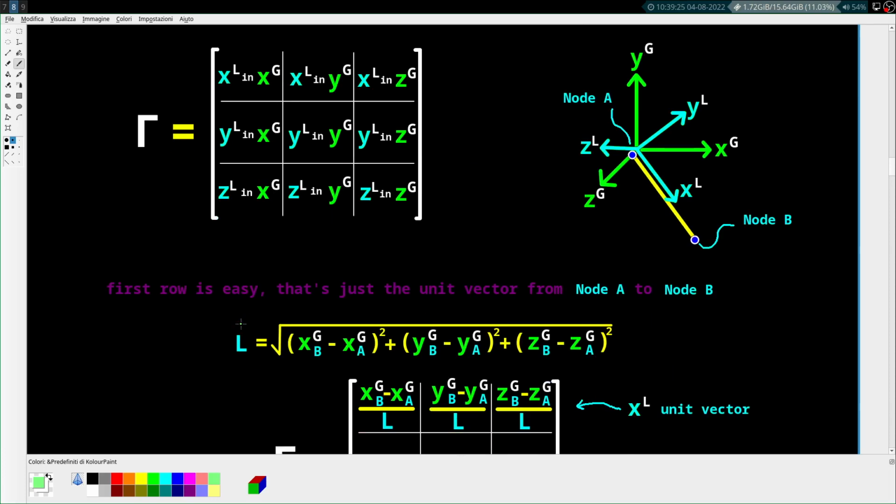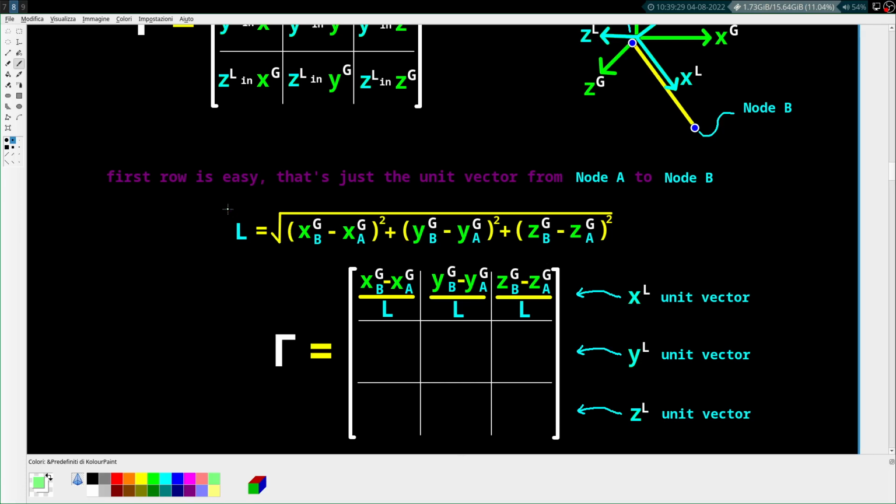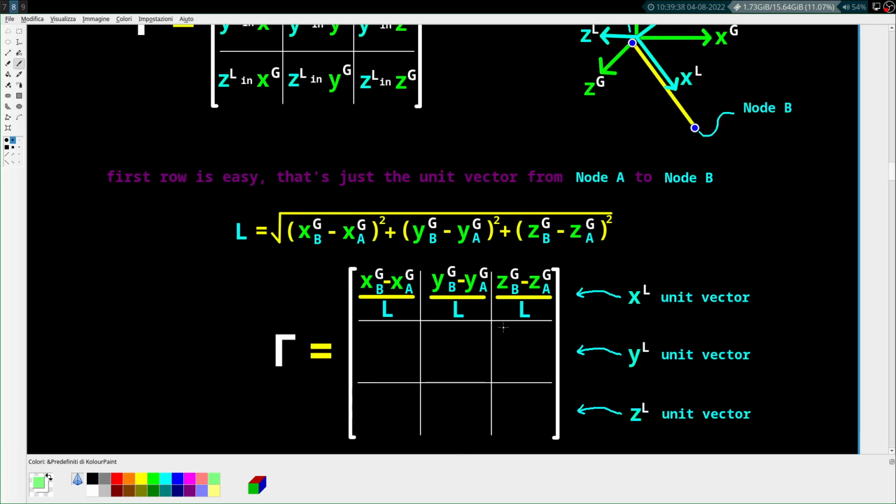So the first row is very easy. That's just, like I said before, the unit vector from node A to node B, and so you compute the length. By the way, you need the length for everything else in this. This matrix has length everywhere. You kind of need this anyway, so we'll already have this, but you will need it here as well. And what is the unit vector? It's basically just node B minus node A over L, for x, y, and z. So this is the local x unit vector in the global system.